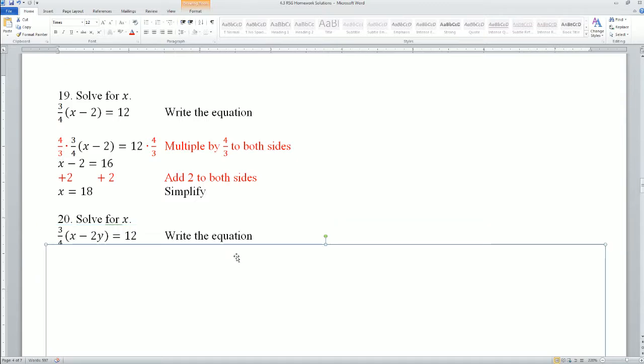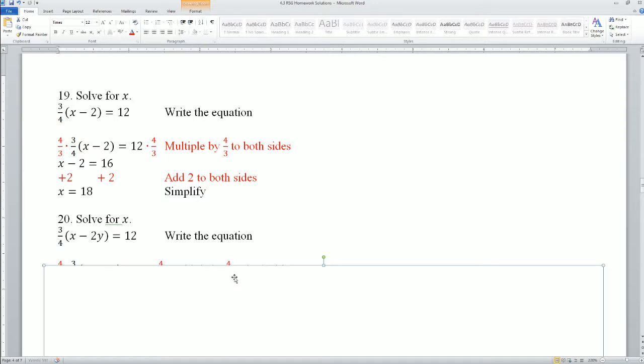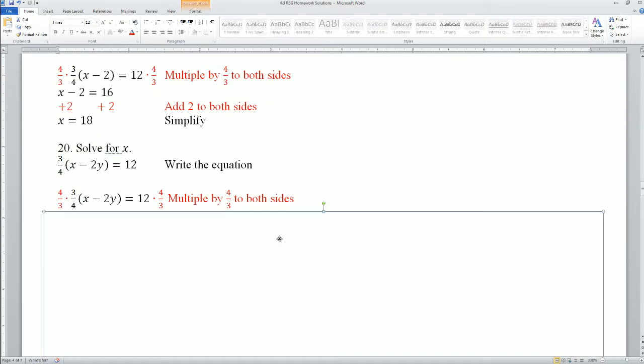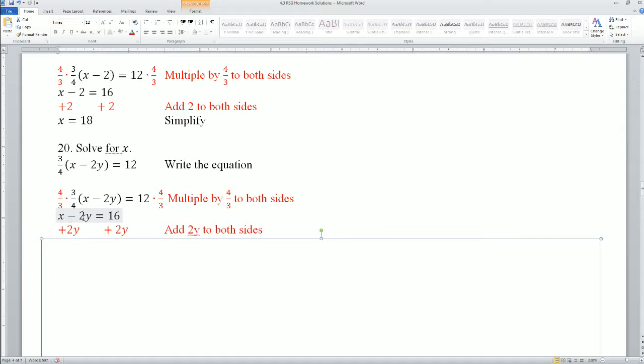20. Solving for x. Same thing. Trying to get rid of the 3 over 4, so I'm going to multiply both sides by 4 over 3. Simplify: x minus 2y equals 16. Add 2y to both sides. X is now alone, so x is equal to 16 plus 2y after you simplify. Okay.